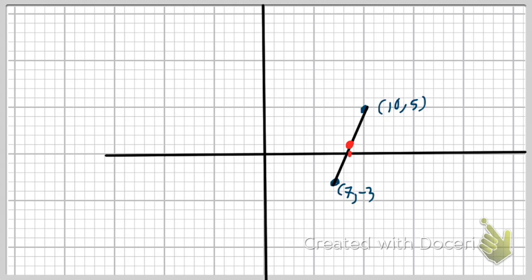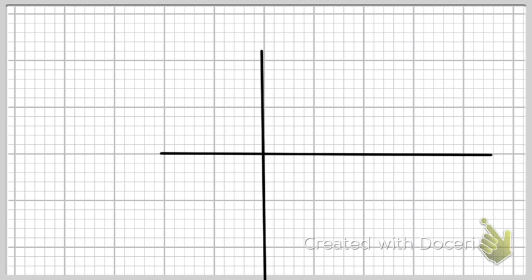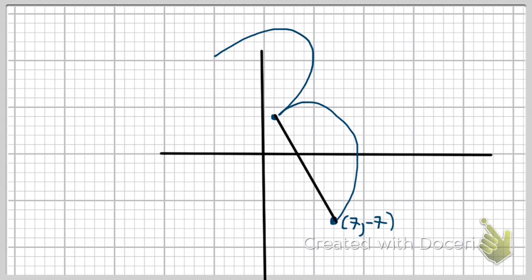So finally, we have our endpoint given the endpoint and the midpoint. Now this gets a little confusing for people, so I want to show you graphically what it looks like. If this is our first problem, it tells us that our endpoint is 7, -7, and that our halfway point is 1, 4. So what we're looking for is the other half of that line. Where does it end?